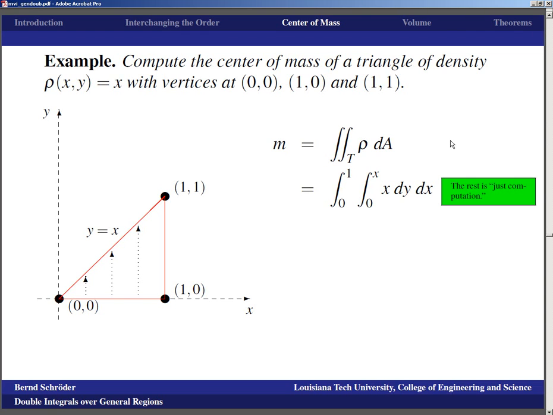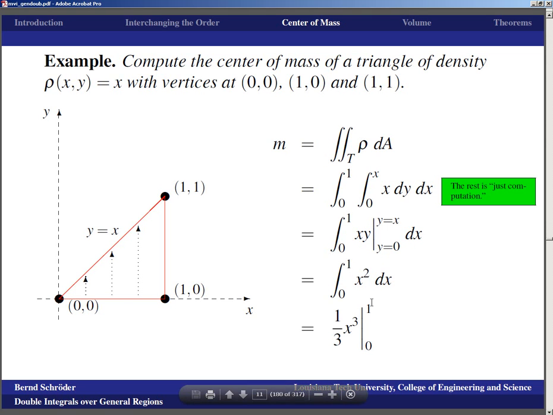And the rest is just computation. How hard can that integral be? Because x is a constant with respect to y, the antiderivative of x with respect to a dy integral is xy, where y goes from 0 to y equals x. That's one of the things we have to be careful with, potentially a reflex from single variable calculus. The integral of x is 1/2 x squared, but if you're integrating against dy, the antiderivative is x times y. So we have to keep track of our integration variables. Plug in x, plug in 0, you get the integral of x squared from 0 to 1, and that's 1/3 x cubed from 0 to 1, which is 1/3, so the mass is 1/3.